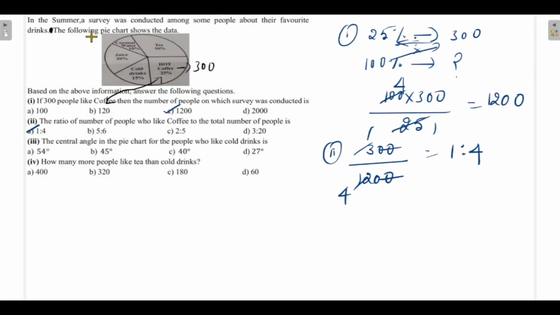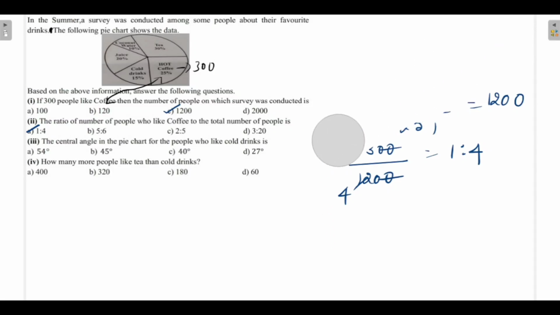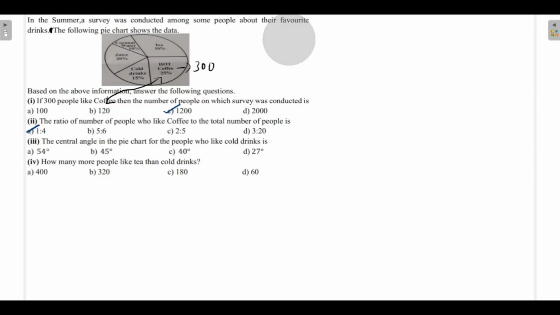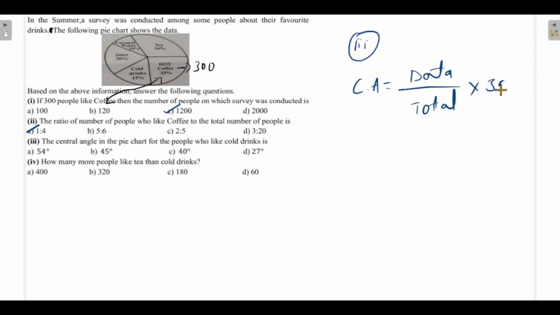The next question, let me erase this one. I think the first two questions are very simple. The next question is the third one. The central angle in the pie chart for the people who like cold drinks is? In a pie chart, the central angle formula is there. Central angle is equal to data by total into 360.